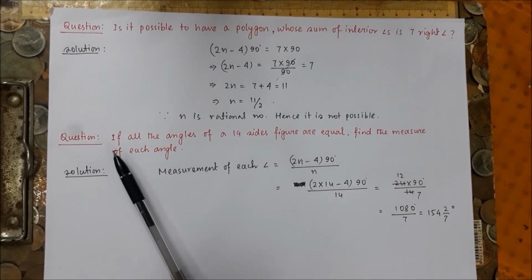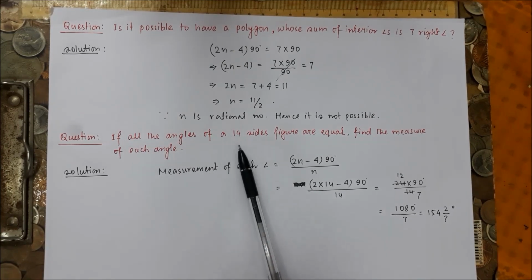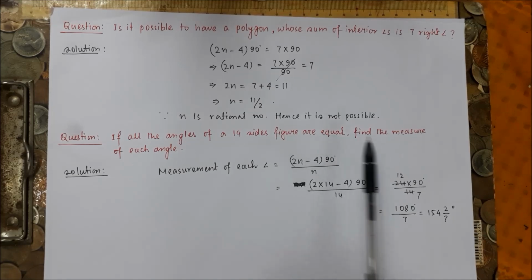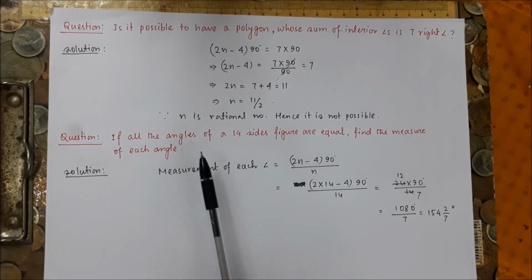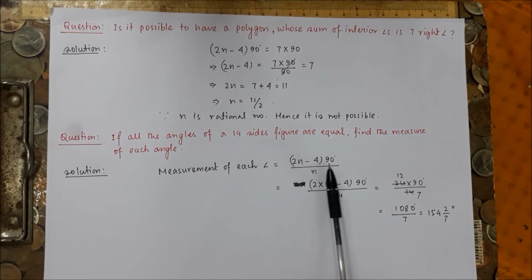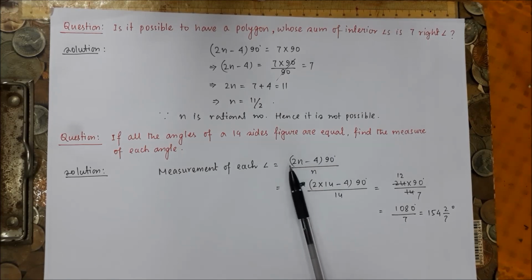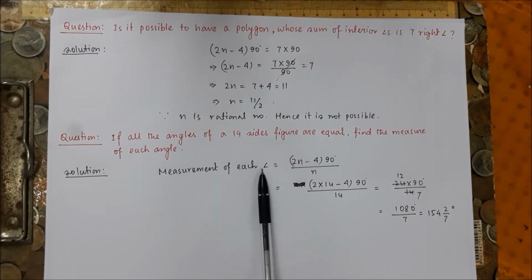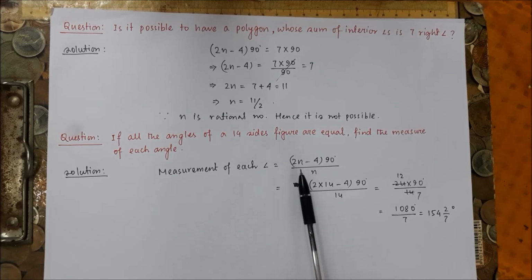Our last question for the day is, if all the angles of a 14-sided figure are equal, find the measure of each angle. Now (2n minus 4) into 90 will give you the sum of interior angles, and if you divide it by n, that means the number of sides, we will get the measure of each angle. So the measure of each angle equals (2n minus 4) into 90 by n. In place of n substitute 14. So you will get (2 into 14 minus 4) into 90 by 14.